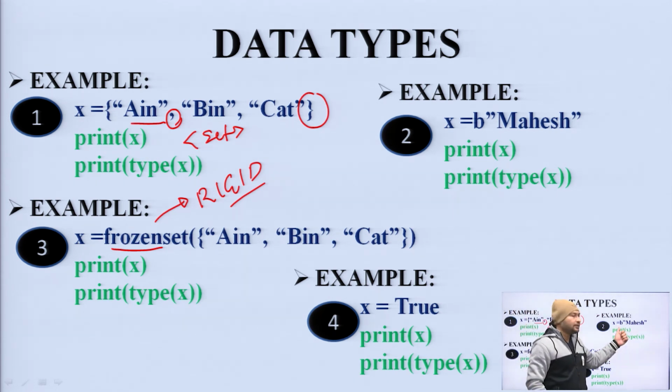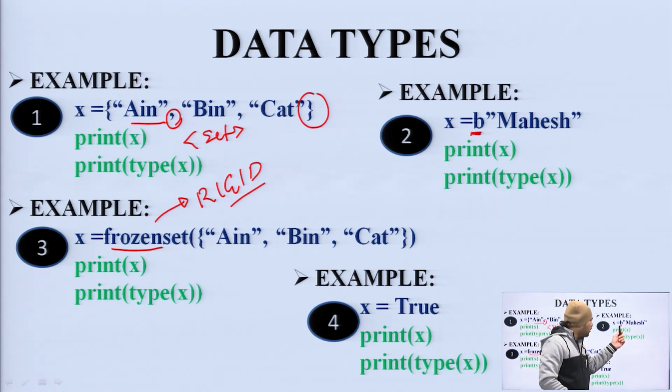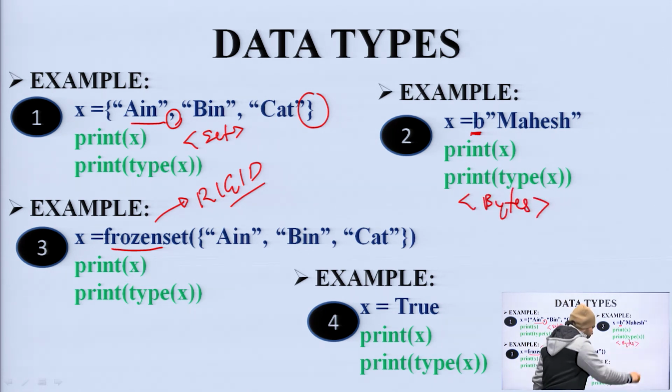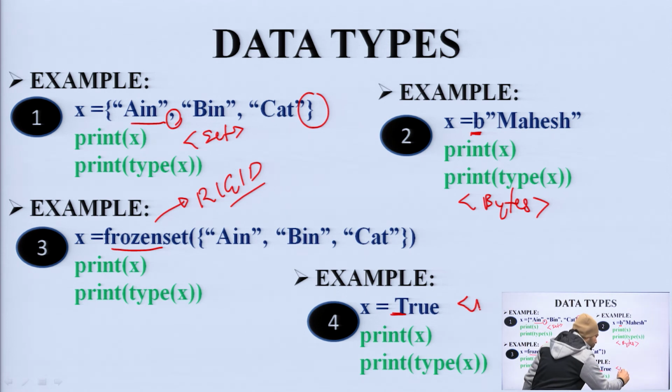The next one is, now here this b is there. So, the identity for a byte data type is this small b. Small b, capital B, both are there. So, for the time, let us deal with small b. This small b is the identity for the bytes data type. And the last one is here, you can see x is equal to True with capital T. It is treated as Boolean data type.